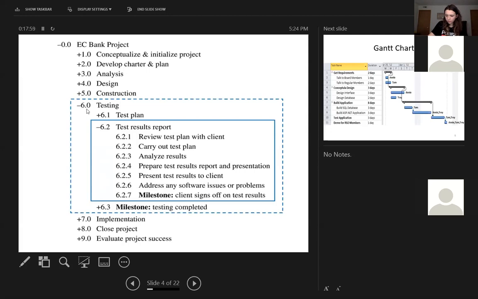Now, Matt, what is this testing? What do you see when the testing phase has expanded? What do you see inside it? Matt W.